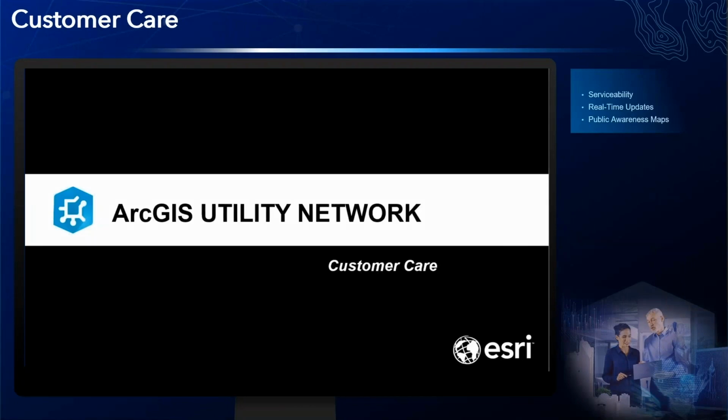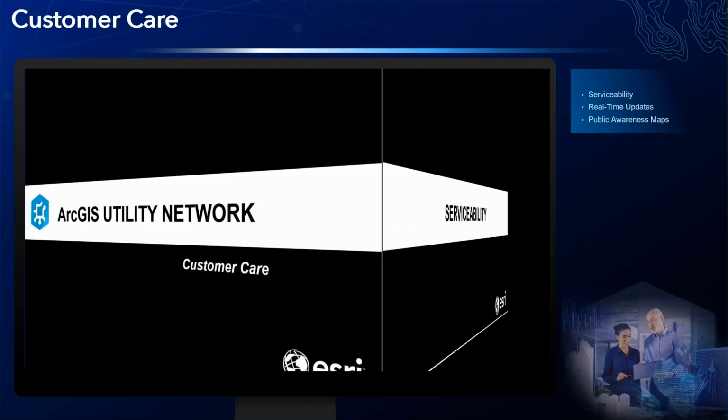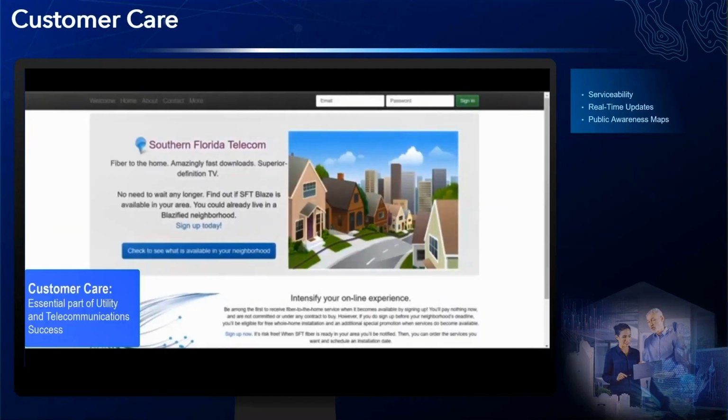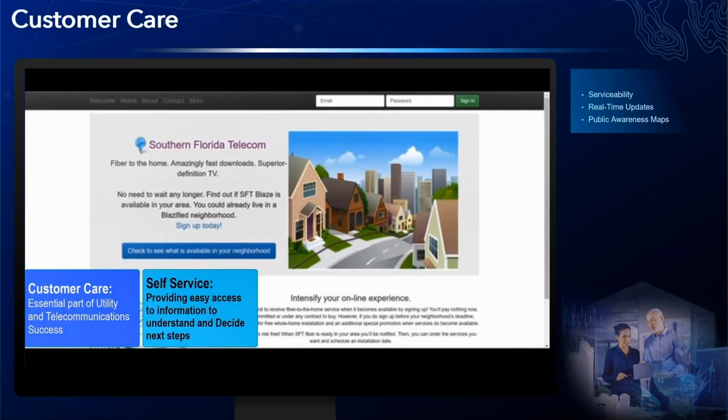Let's start with serviceability. Customer care and utility and telecommunications company success go hand in hand. That is why those enterprises place such a high priority on customer care, seeking and satisfying customers for life.